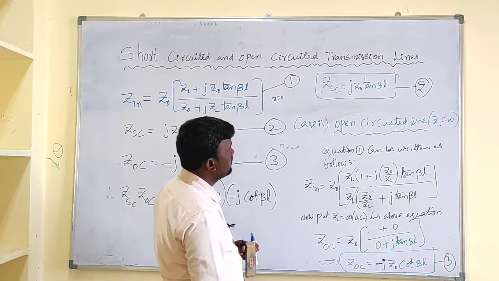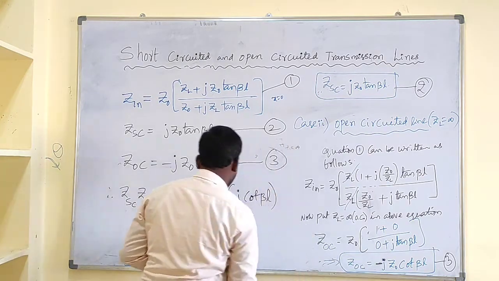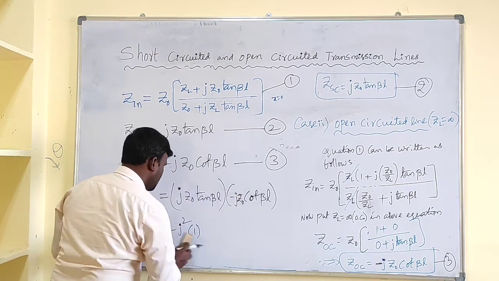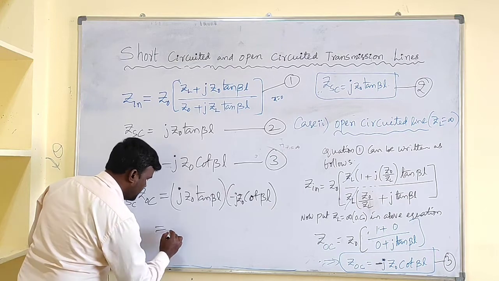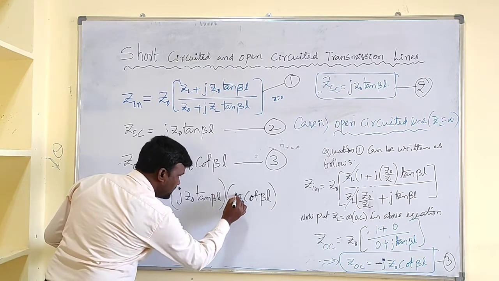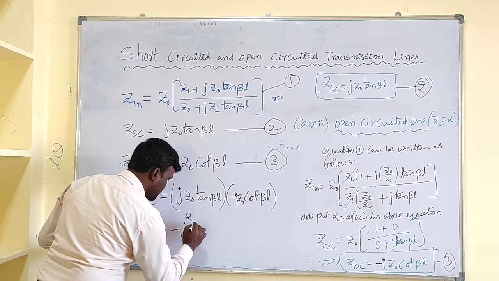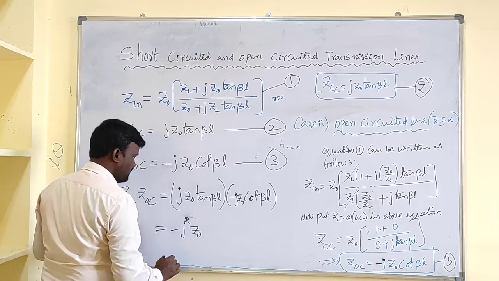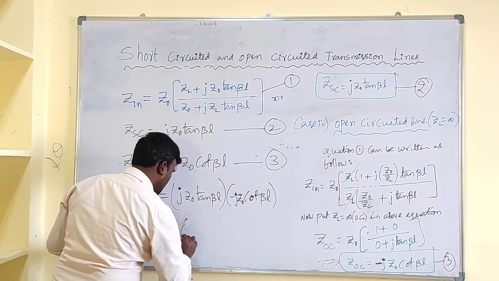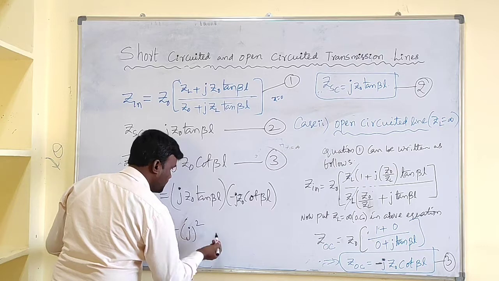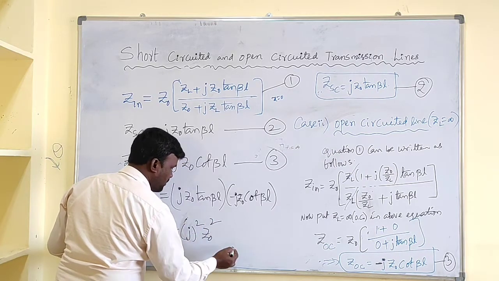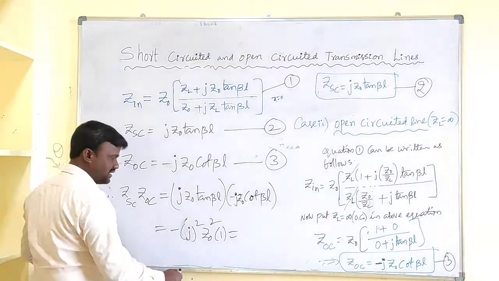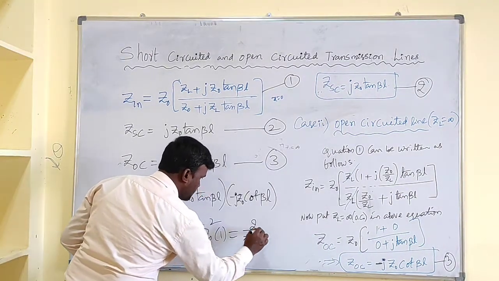I forgot to write here J Z naught cot beta L. J into J, that is minus J into minus J, gives minus J square Z naught square, or else write like this, minus J whole square Z naught square tan beta L cot beta L, which is 1. So finally, J square means minus 1, and here we have minus, that means that is Z naught square.